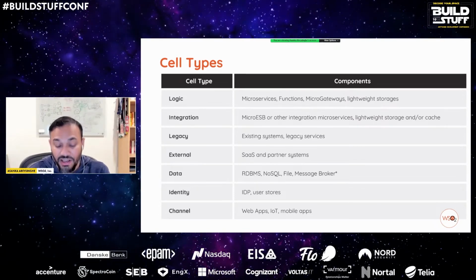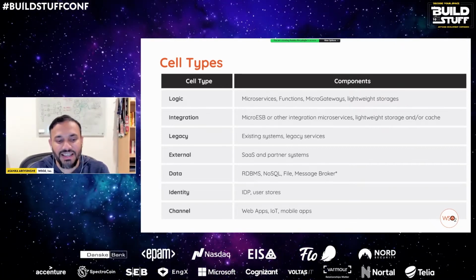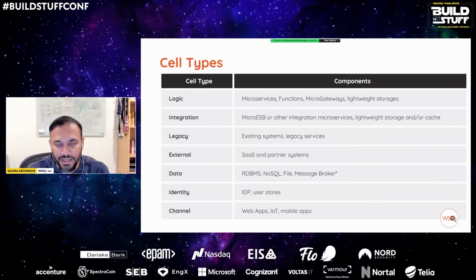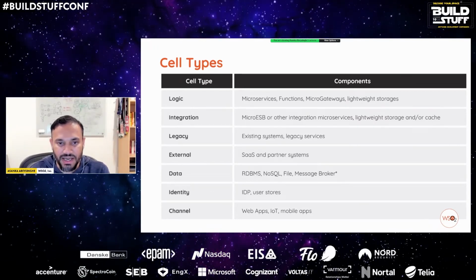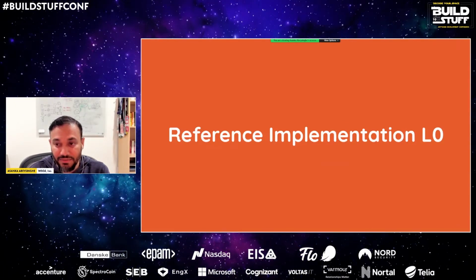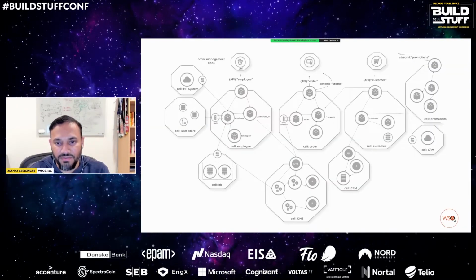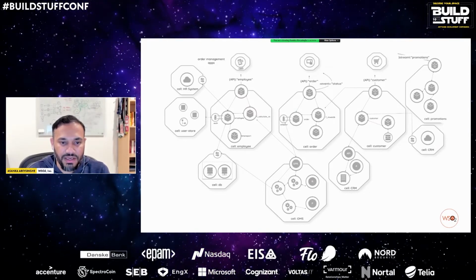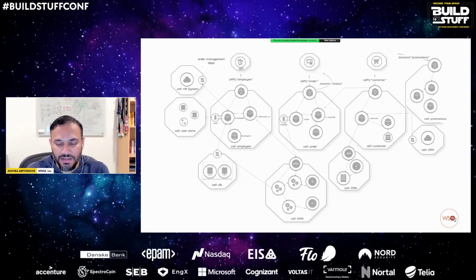Then the channel cells, those are the user experiences that I earlier referred to as logic cells, but the correct type is channel cells. So you will have web applications, mobile applications, or edge applications like IoT-related applications inside the channel cells. So let's look at a reference implementation. I call this the level 0 reference implementation because in my definition, level 0 is the vendor and technology neutral implementation. In this particular example, you will see an employee cell that connects to a user store, a database, and an HR system as an external cell.